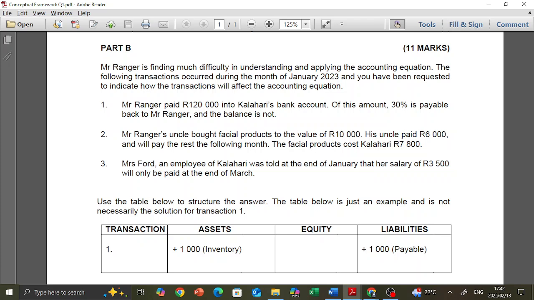So, transaction 1, Mr. Ranger, please have your calculators out, guys. Actually, I need to pause. Let me get my calculator out. I also want to teach you a formula. Well, you guys have already learned it, but in this case, I want you to remember some mathematics. So get your calculators out and give me a second to get mine.